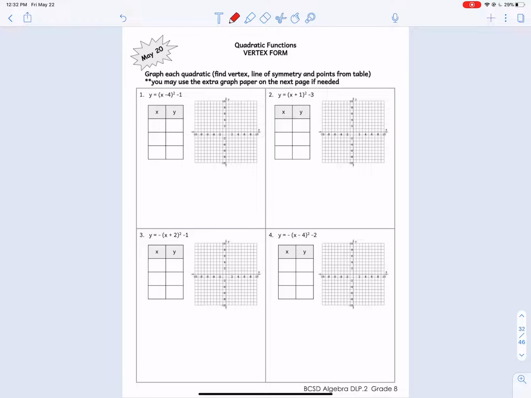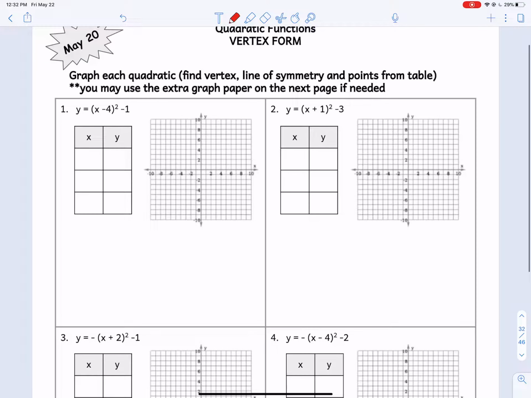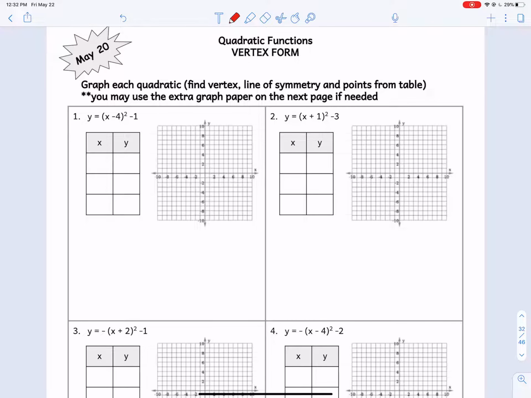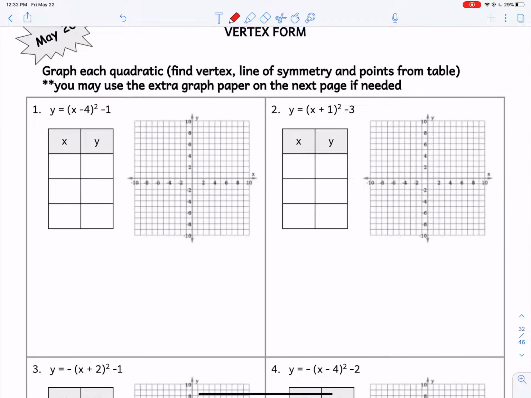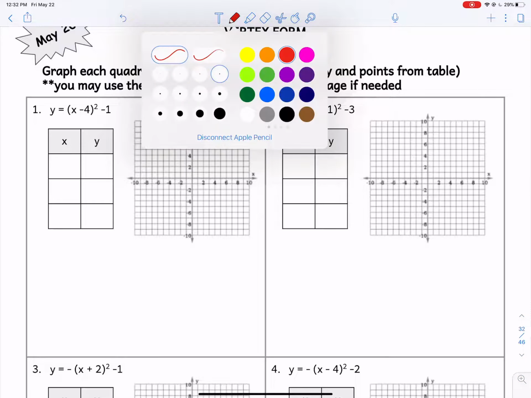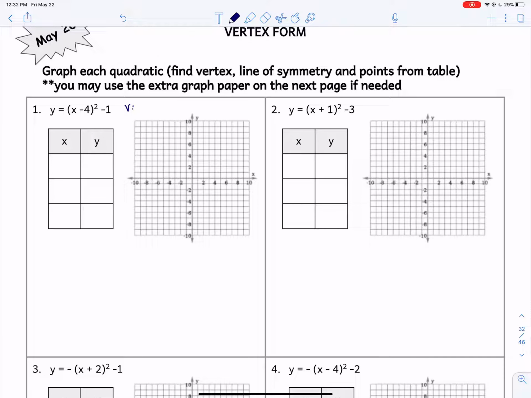All right, and then here we are, we're graphing. So let's see if we can do a couple of these. All right, so the first one, vertex form. Vertex is at, remember we have to change the sign of the x, so that's +4, comma, and we keep the y, -1. So 4, comma, -1, so that's right there. And it will open up, so we will have x-intercepts.